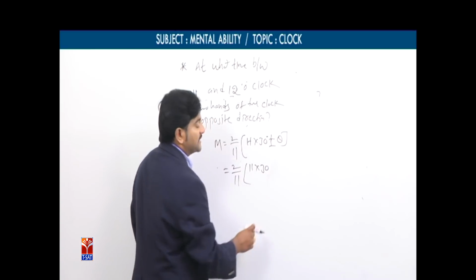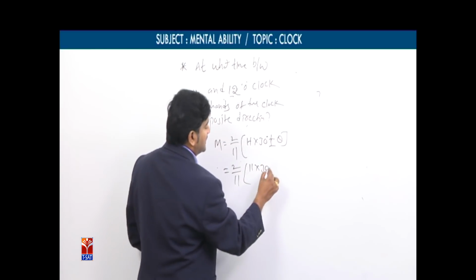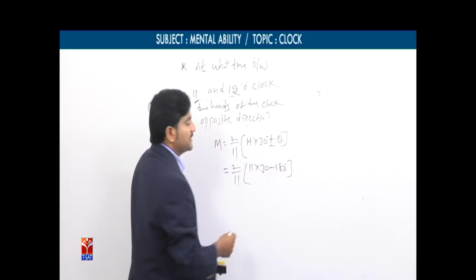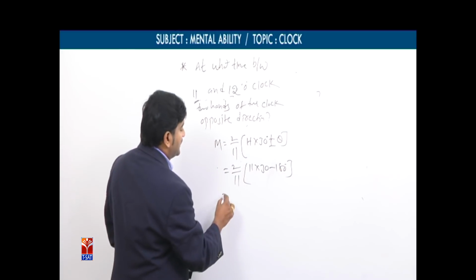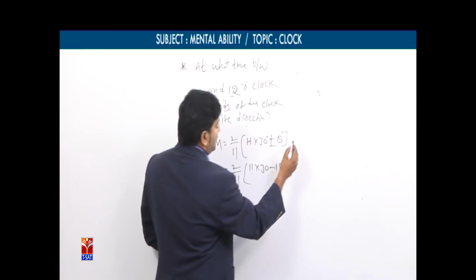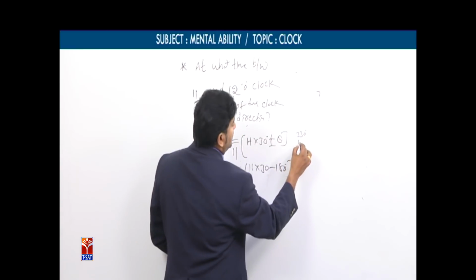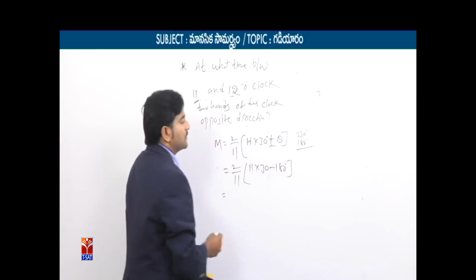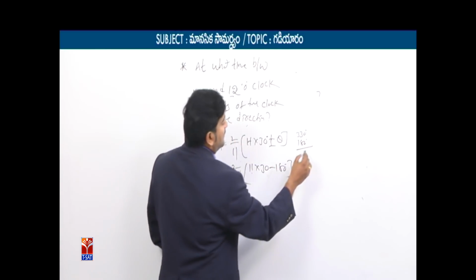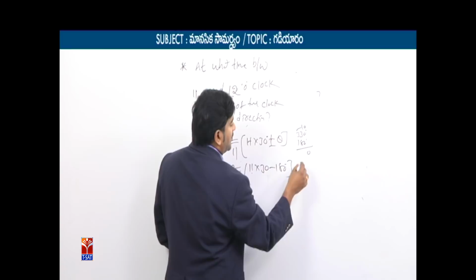So M is 2 by 11 into, starting hour 11, into 30 degrees plus or minus. No, I should not take plus or minus because the time comes under the second part. That's why here we can take minus 180. Again simplification: 11 into 30 means 330 degrees. 330 degrees minus 180.